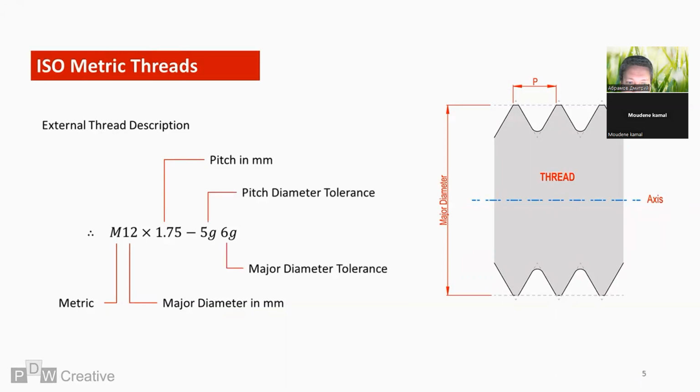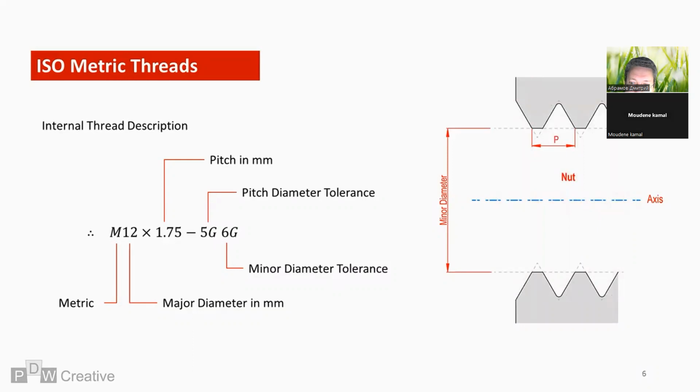5G refers to a negative tolerance deviation on the pitch diameter, and 6G is a further negative deviation tolerance on the major diameter. We say negative as the thread cannot be larger than the basic or standard profile. Otherwise, it would interfere with the internal thread associated with the nut. So any tolerance is based on a reduction in size.